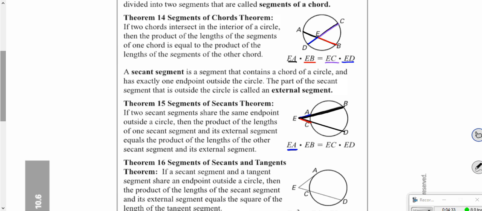So the external part times the whole thing equals EC, that's its external part, times its whole thing. I'm going to use a different color here. That's the purple. So the external times the whole thing equals the external times the whole thing. So external times whole equals external times whole. That's what they're talking about. I hope the colors kind of helped there.